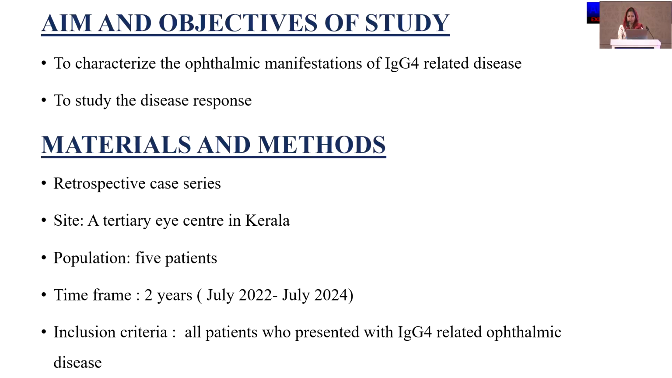The aim and objective of the study is to characterize the ophthalmic manifestations of IgG4 related disease and to study the disease response. It is a retrospective case series done at a tertiary eye center in Kerala. 5 patients were studied in a span of 2 years, and all patients who presented with IgG4 related ophthalmic disease were included in the study.